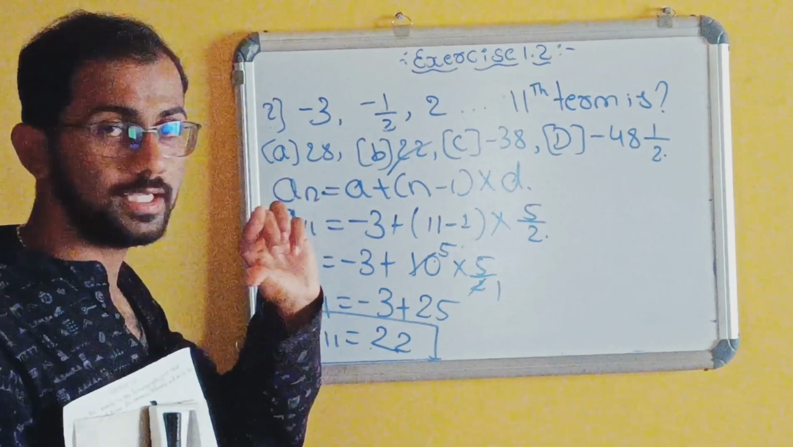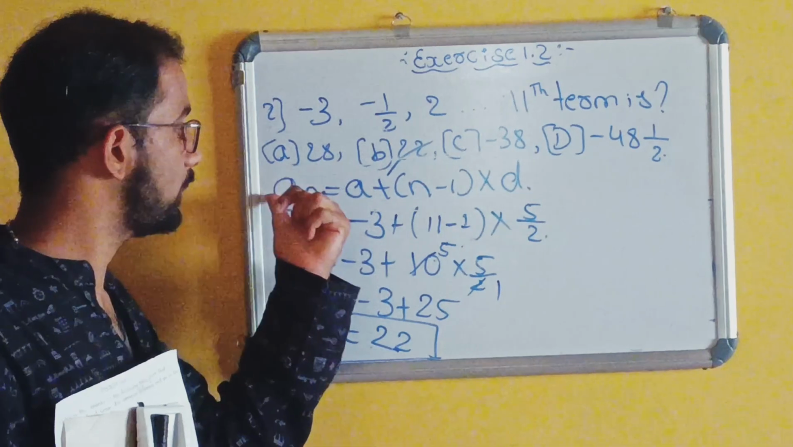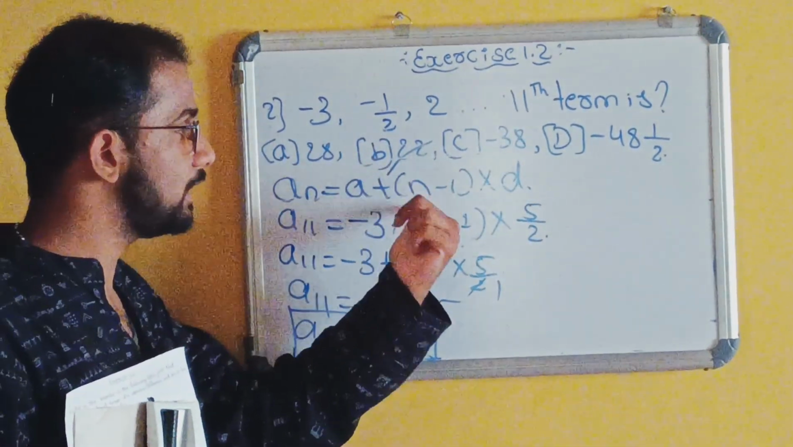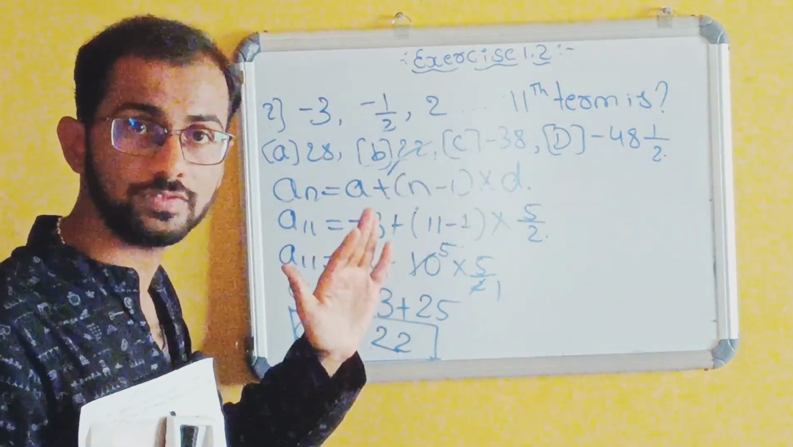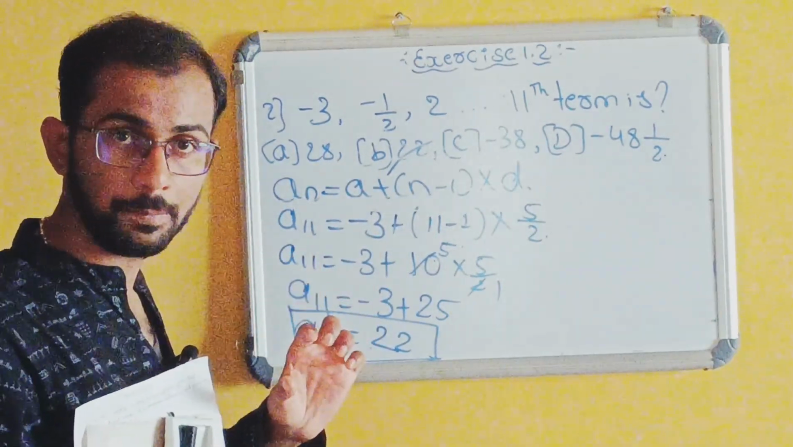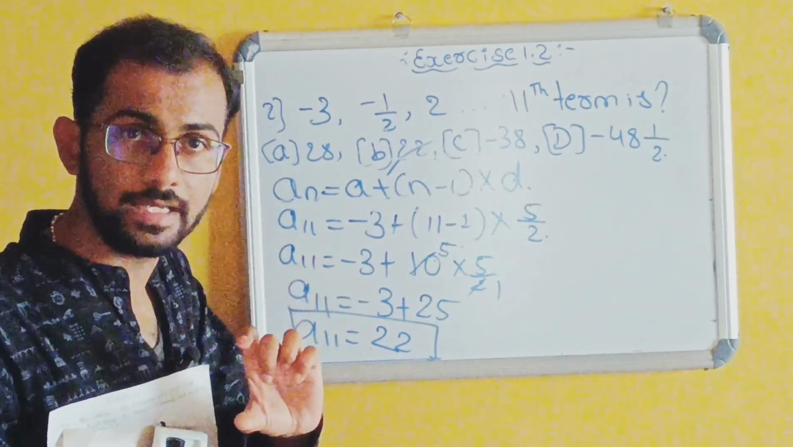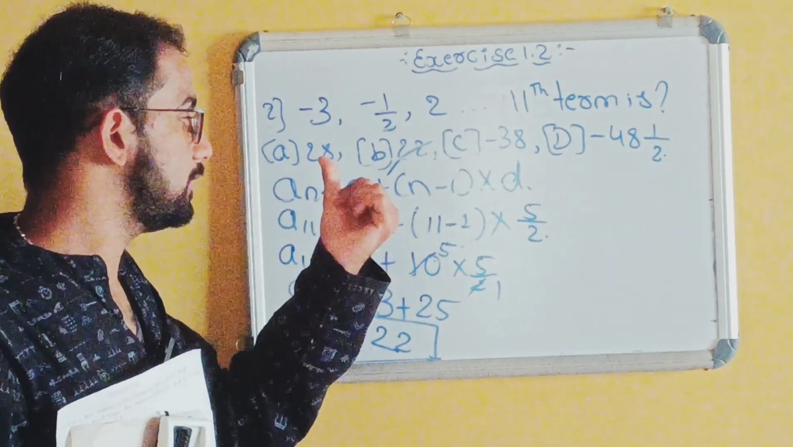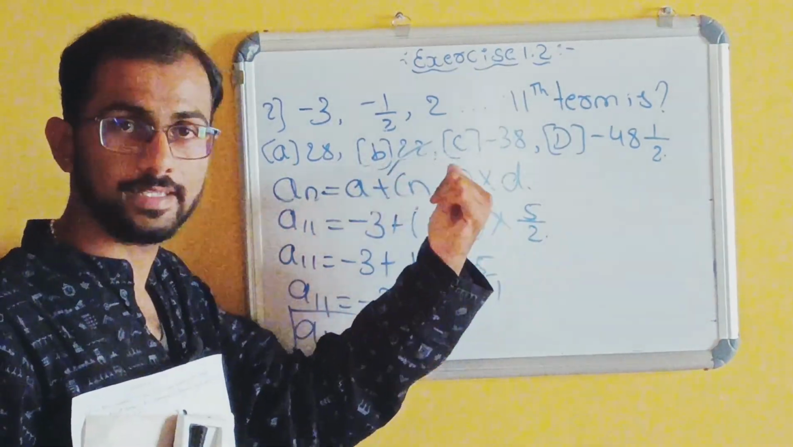The one thing you need to observe here is that the formula is fixed. The formula to be considered is fixed, that is an equals a plus n minus 1 into d, all over the nth term of the AP. If you are going to calculate the nth term of the AP, or a particular position in the AP like the 11th term or 30th term, the formula is fixed, that is an equals a plus n minus 1 into d.